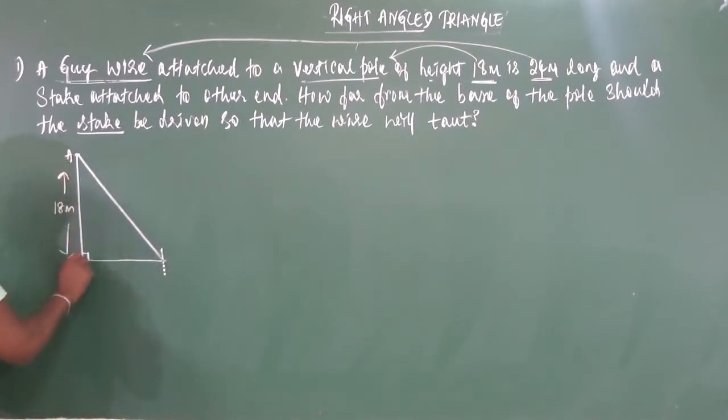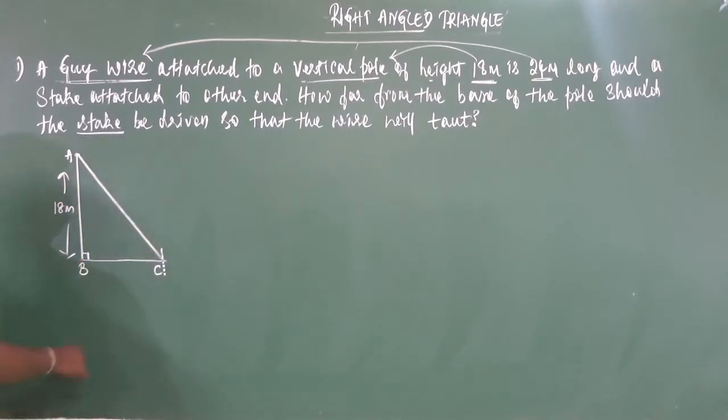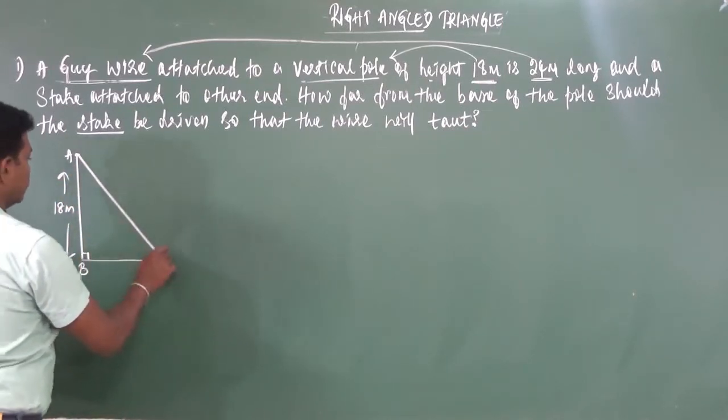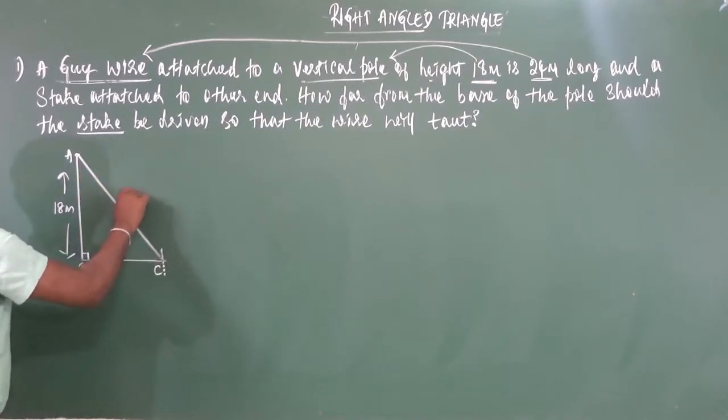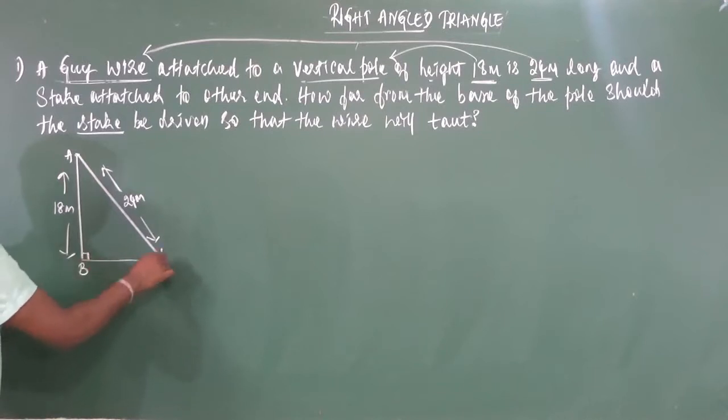So take it as AB. Let AB be the vertical pole and let C be the point where the stake is driven into the ground. Okay. So let AC be the guy wire. So the length of the guy wire is 24 meters. Very simple. So you have to find this distance. At what distance from the base of the pole should the stake be driven inside the ground? So this length we have to find out.